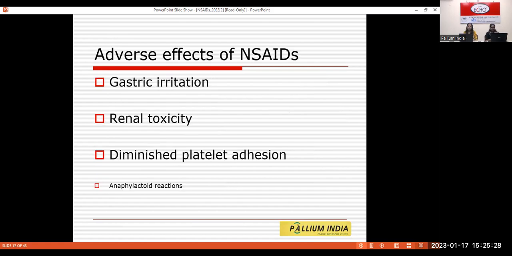Sorry. So what are the adverse effects? Now we heard that COX-1 is present everywhere, right? Gastric mucosa, kidneys, and in blood cells, platelets. So when you give this drug, it can affect everything. It can cause gastric irritation, it can cause renal toxicity, and it can cause diminished platelet adhesion. That means platelets will not clot. So a clot will not form. So there are tendencies to bleed. If the patient already has a bleeding, it will bleed more.